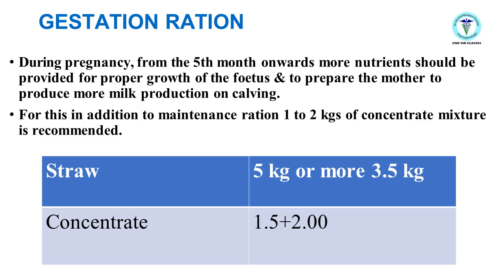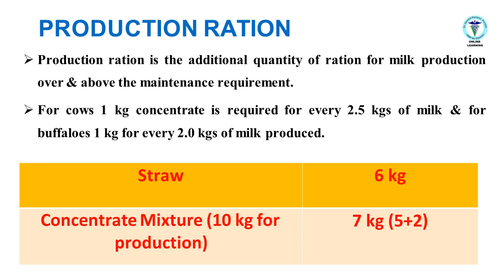Gestation ration. During pregnancy, from the 5th month onwards, more nutrients should be provided for proper growth of the fetus and to prepare the mother to produce more milk on calving. For this, in addition to maintenance ration, 1 to 2 kg of concentrate mixture is recommended as shown in the table. Production ration: production ration is the additional quantity of ration for milk production over and above the maintenance requirement. For cows, 1 kg concentrate is required for every 2.5 kg of milk, and for buffaloes 1 kg for every 2.0 kg of milk produced.